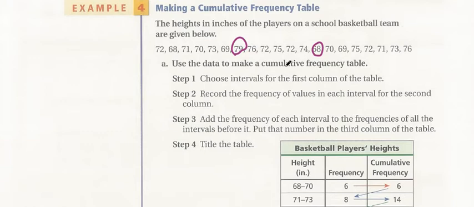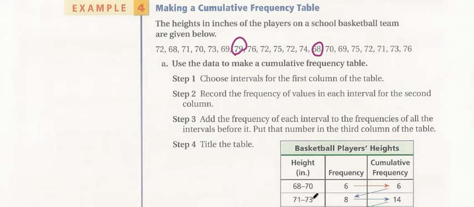Then I'm going to divide into intervals. From 68 till 70. In each interval I'm going to have 3 values. First, draw your table and write the title, which is basketball players' height. I'm going to divide my table into 3 columns: the first one is the height in inches, the second one is the frequency, and the last one is the cumulative frequency.